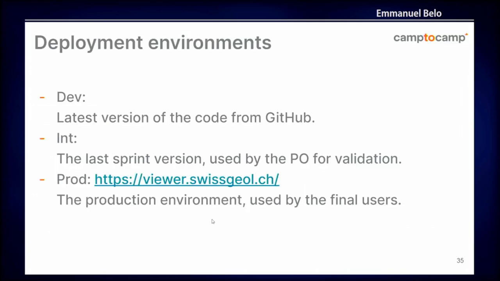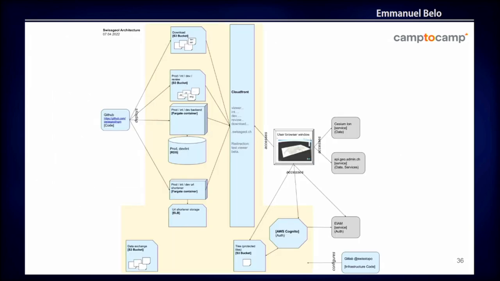So we used a few environments, of course the dev with the latest version of the code from GitHub, integration. At the end of each 2-week sprint, we put it on integration for validation, and the production environment that is used by the final user. It can look like this. We have here the browser.